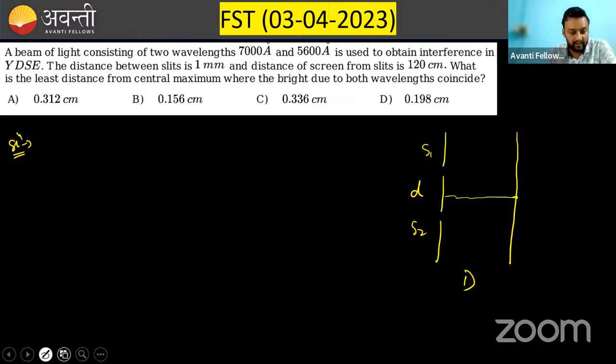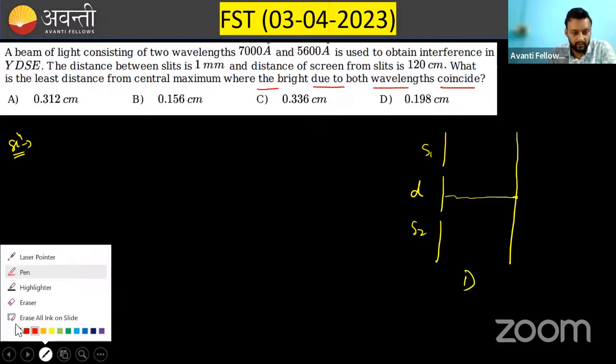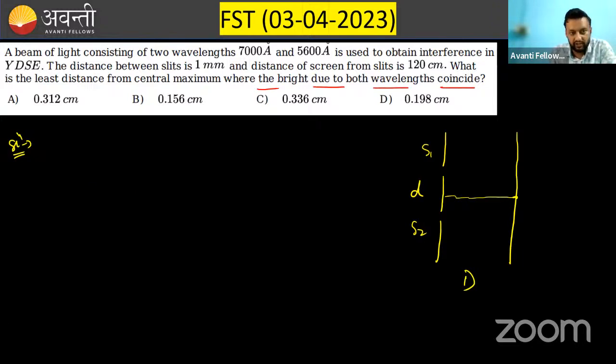This concept is again very important. Bright fringes due to both wavelengths will coincide. First of all, mention the given data. Let's suppose lambda 1 is 7,000 angstrom and lambda 2 is 5,600 angstrom. Both the wavelengths are given, and d and capital D are also given.